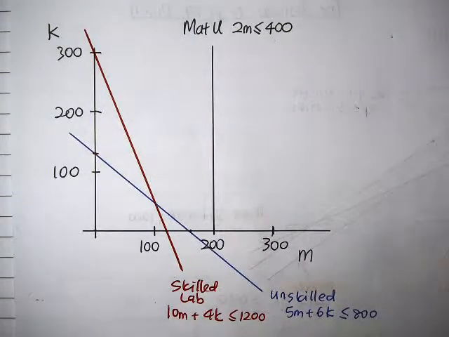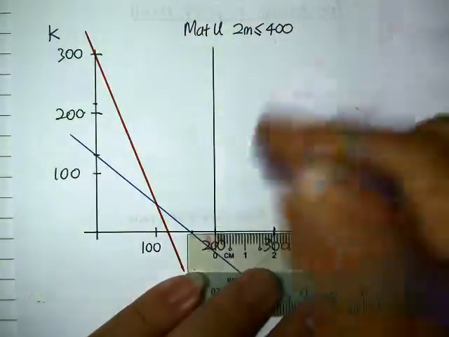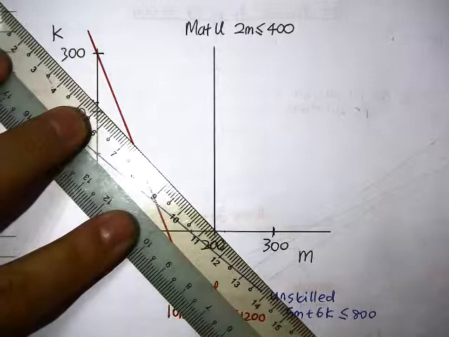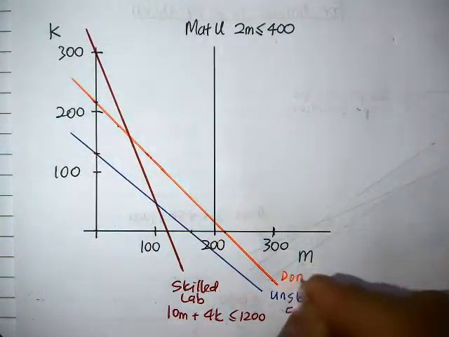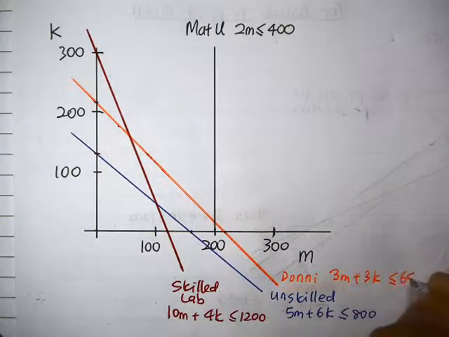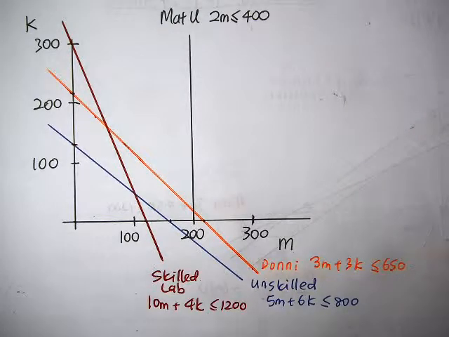Okay, then Donny is 21667. So 1667. It's around here. 0.3. This is the line for Donny. 3M plus 3K does not exceed 650. Okay, so I've got all the lines drawn in except the production rule.